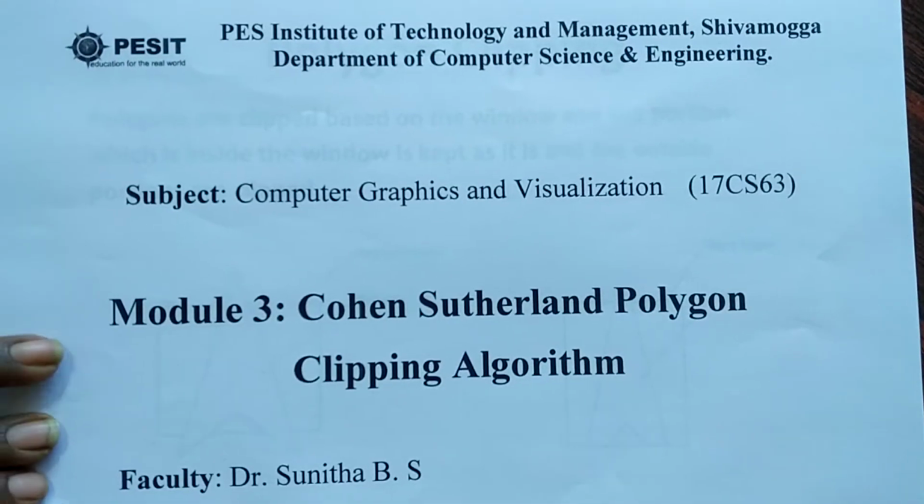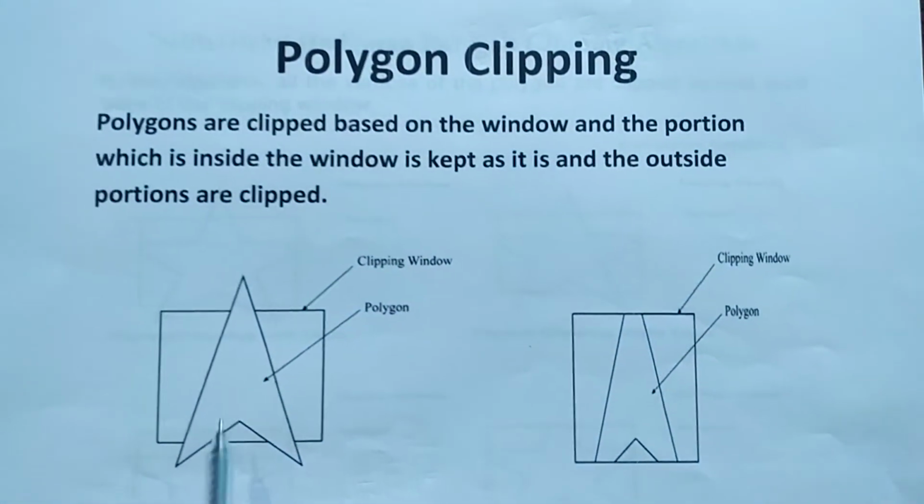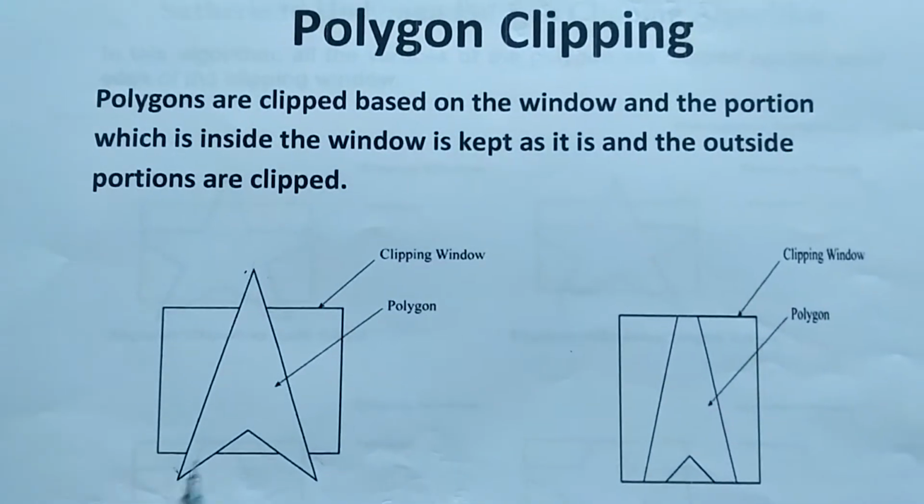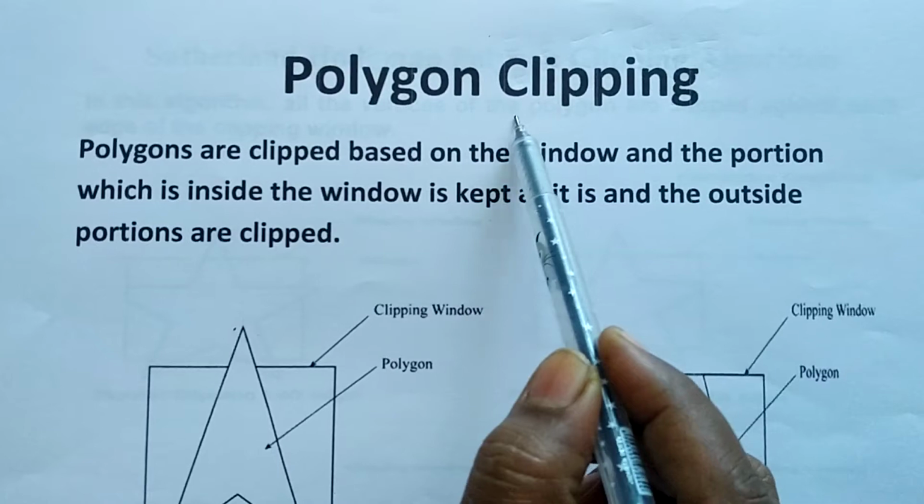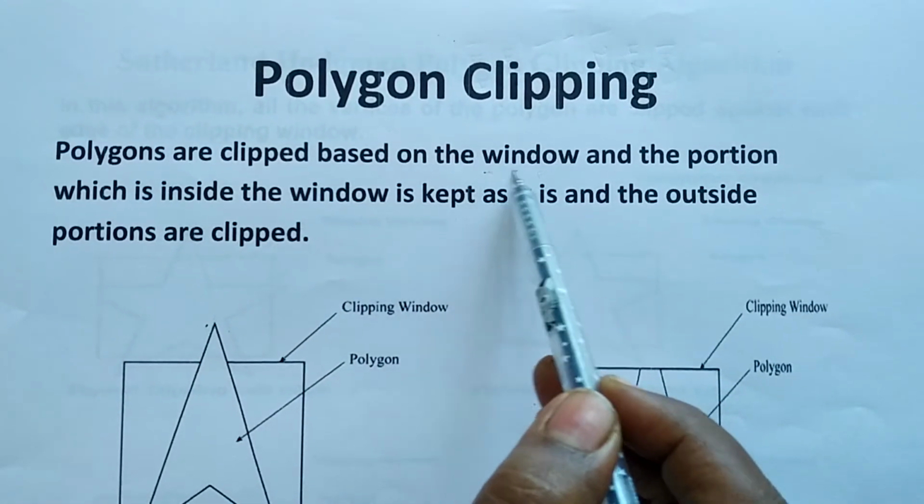As we know, what is a polygon? A polygon is an object that contains more than 3 sides. So this is called a polygon, right? So polygon clipping means, clip means removing the portion of the polygon. That portion may be outside of the window.